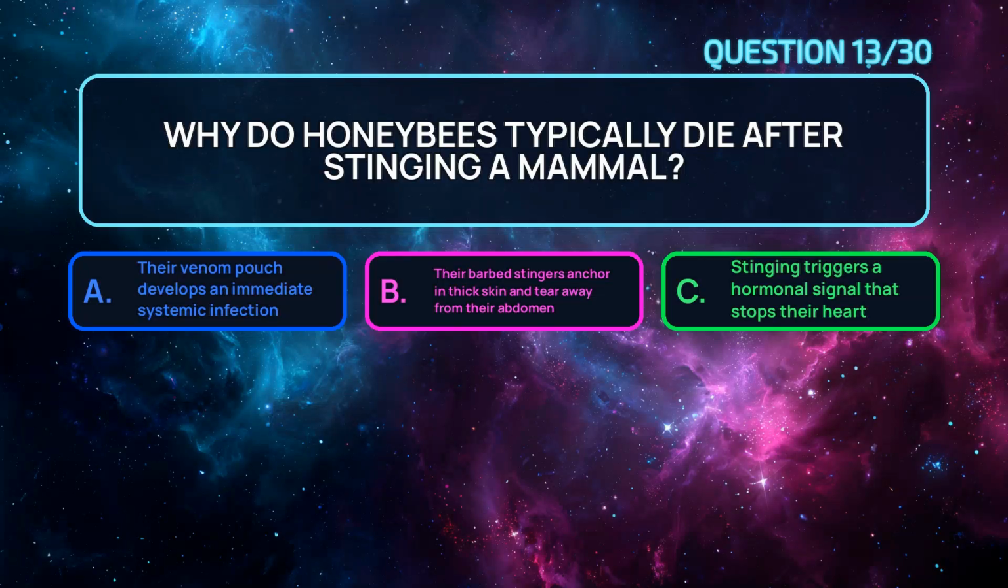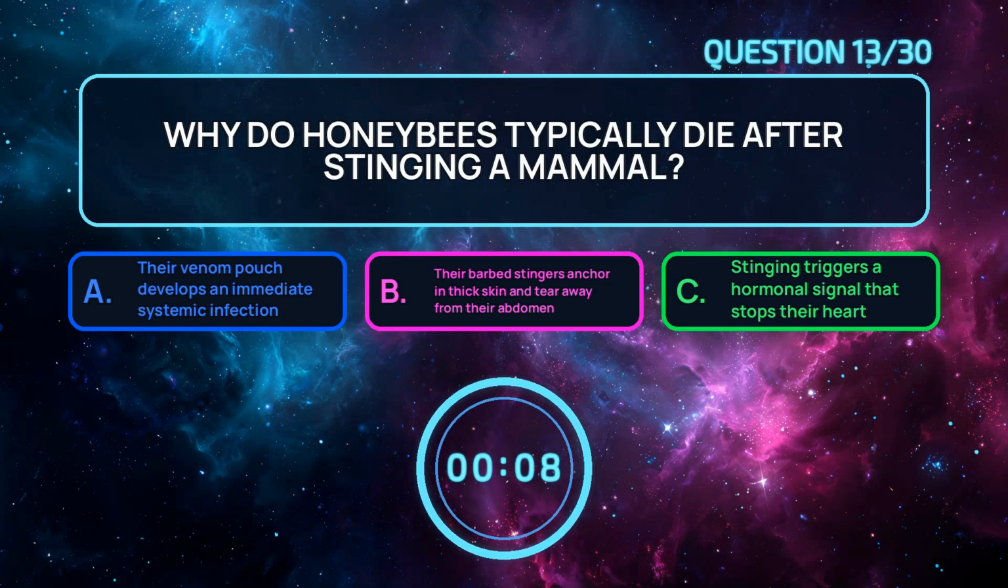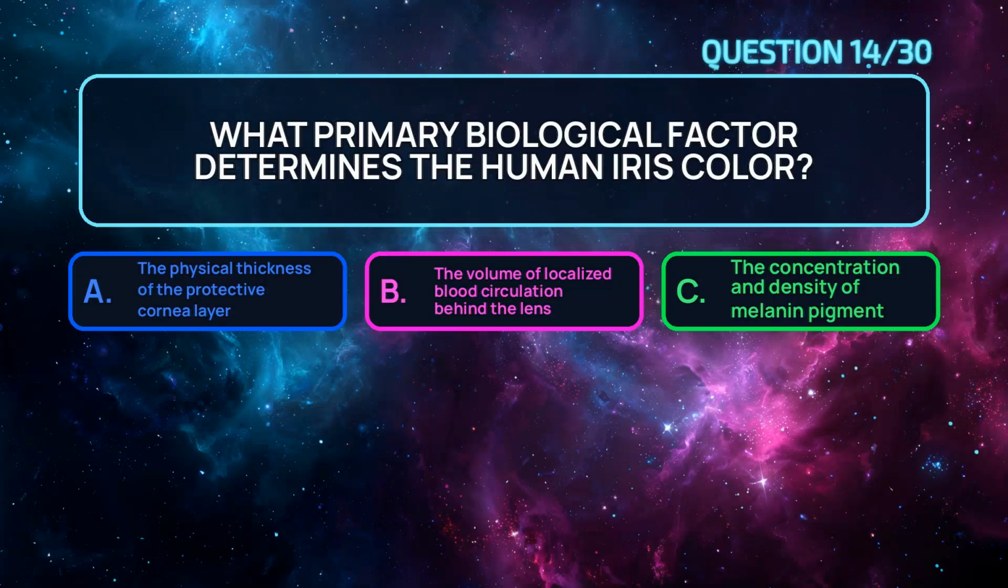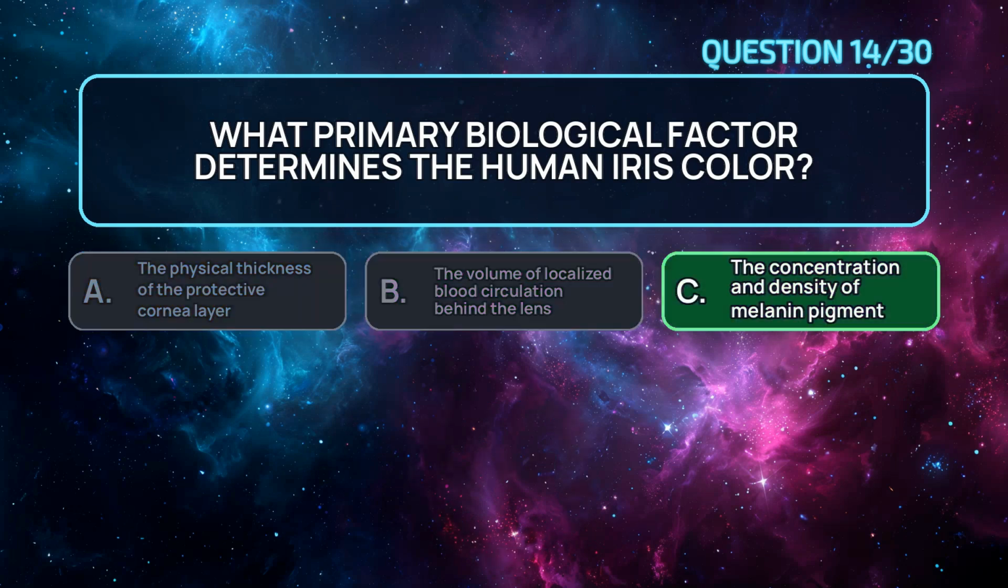Why do honeybees typically die after stinging a mammal? Correct answer. Their barbed stingers and. What primary biological factor determines the human iris color? Correct answer. The concentration and density.